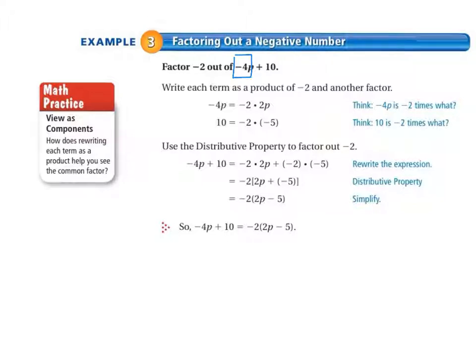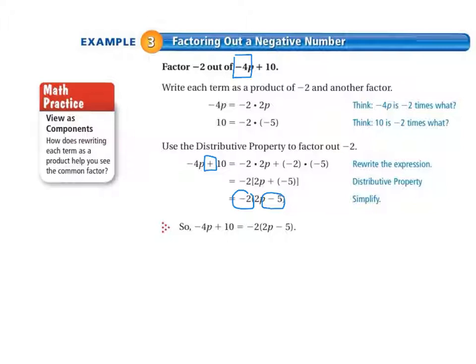So to make this a little bit simpler, what we're doing is we're finding the greatest common factor, which is negative 2. We're going to put that on the outside of the parentheses, and negative 2 times 2p equals negative 4p, and negative 2 times negative 5, so that's where that sign comes in, equals a positive 10, because we had a plus sign in the middle, so we want the signs to match. So that's how you get everything to equal.